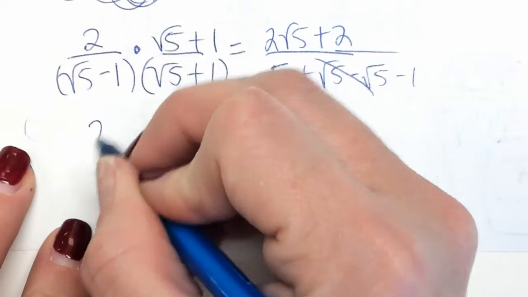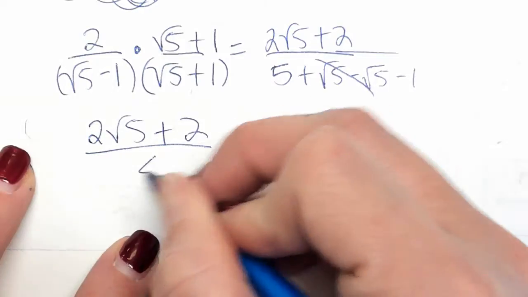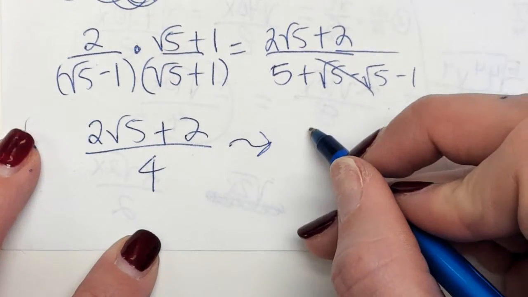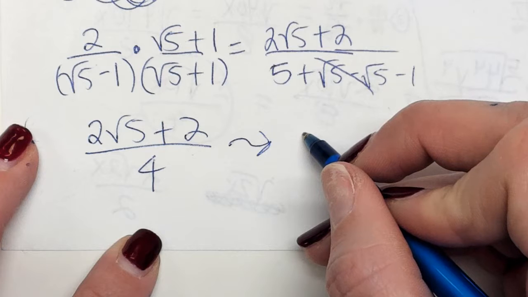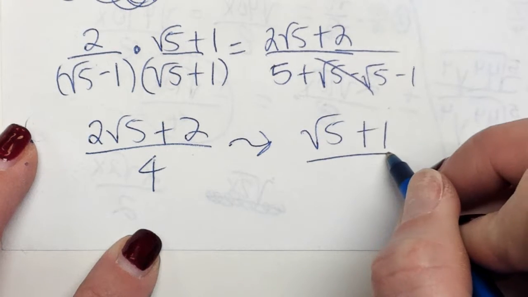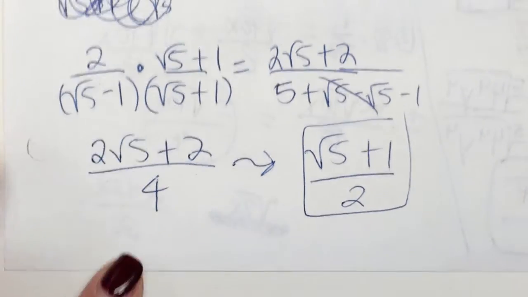So the top would be 2 square root of 5 plus 2. The bottom would be 4. Perfect. And what can we take out of everything? So tell me the final answer. Root 5 plus 1 over 2. Perfect. That's it.